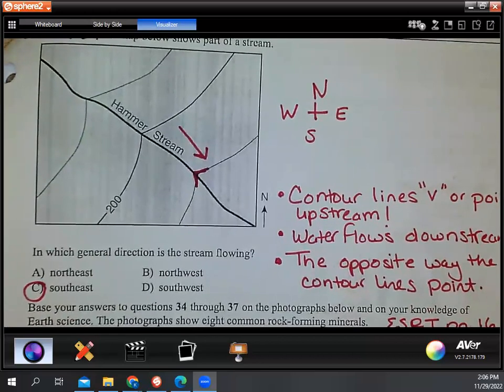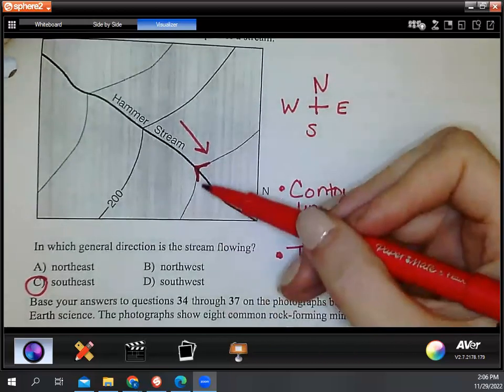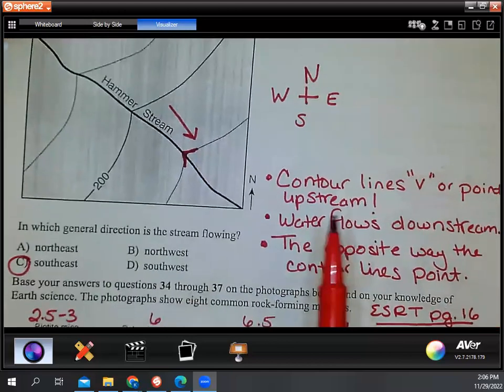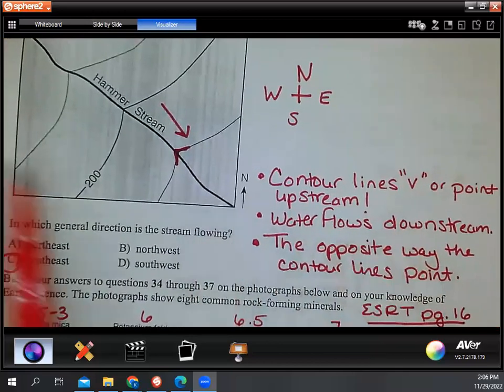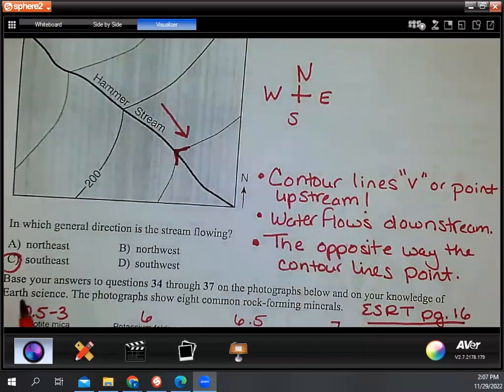Okay, question 33, there's a topographic map. In which general direction is the stream flowing? The contour lines, when they cross the stream, make this V shape. The V shape points upstream. Water flows downstream in the opposite direction. So in this case, it's flowing this way, which is southeast.